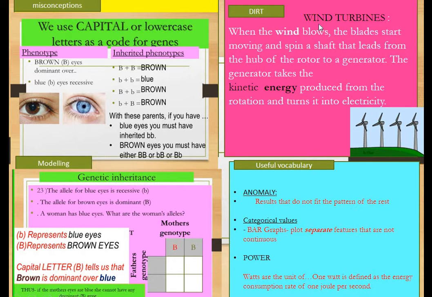Right, looking at some directed teaching, you were asked a question about turbines, what kind of energy they use or store, transfer energy. When the wind blows, the blades of this wind turbine start to rotate, and the generator starts to turn, and it takes the kinetic energy produced from those rotations to make electricity. So can you put a heading, wind turbines, and write this paragraph out, please. Pause the video.